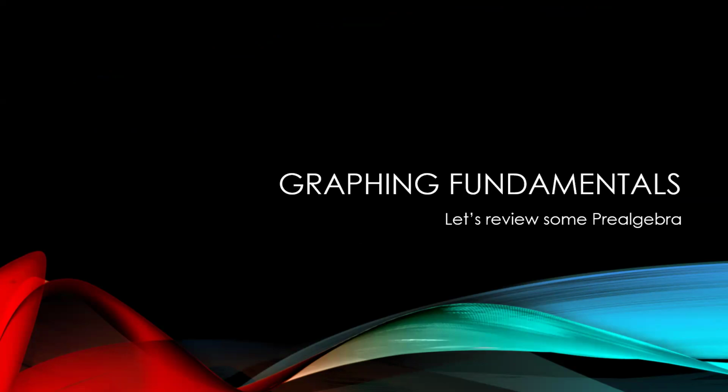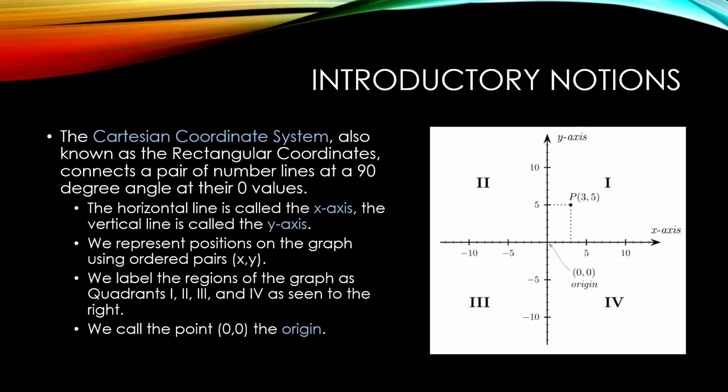Let's review some pre-algebra. And so introductory notions: the Cartesian coordinate system, also known as the rectangular coordinates, connects a pair of number lines at a 90-degree angle at the 0 value. The horizontal line is called the x-axis. The vertical line is called the y-axis. We represent positions through ordered pairs, x and y. We label the regions of the graph as quadrants 1, 2, 3, and 4, and our origin is the center point at 0, 0. So if you've never seen Cartesian coordinates, this is what they are.